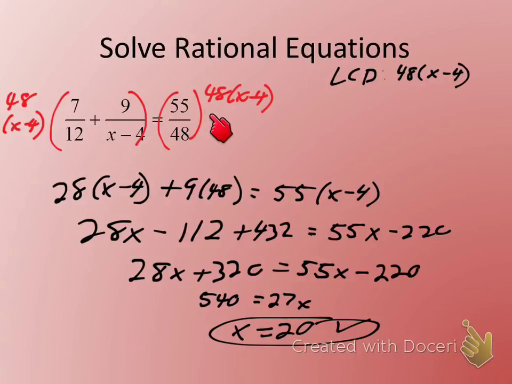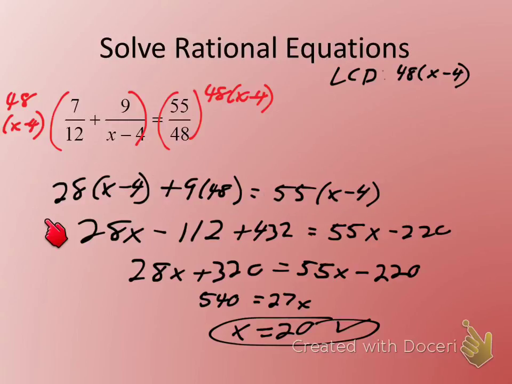So you put that on both sides, distribute through. 12 goes into 48 4 times, so 4 times 7 gives you that 28 there, times the x minus 4, plus 9 times the 48, since the x minus 4 is canceled, equals 55. The 48's cancel here, times x minus 4. That's the nice part about these.